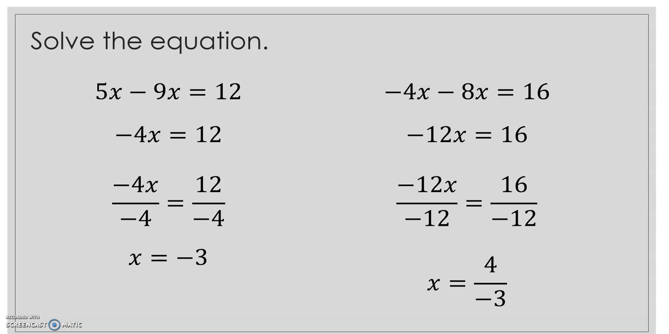Negative 4/3. Section 3.1, Intro to Equations.